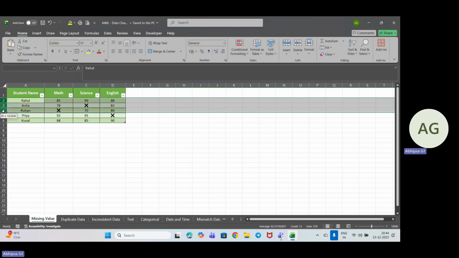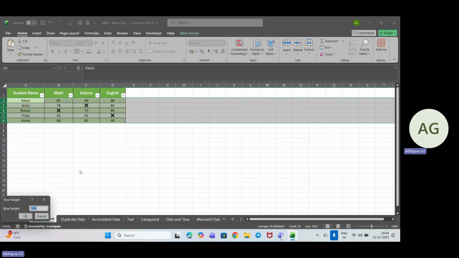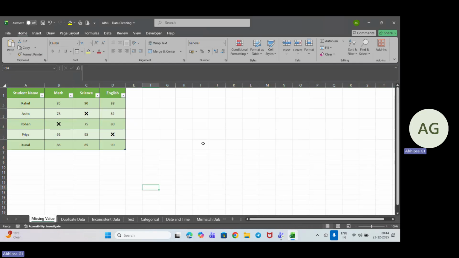So let me just increase the height of the row basically. Let's put it to 30. Yeah. So hopefully now it is visible to you people. So this is a sample data set, okay, where the marks of students have been given. So you can see the name of the student, the marks of maths, marks of science, marks of English.